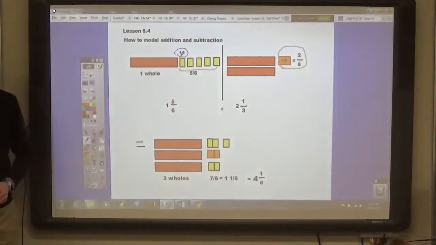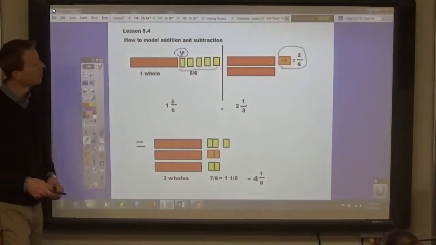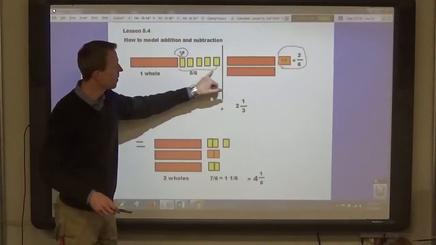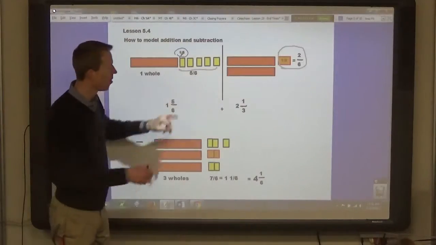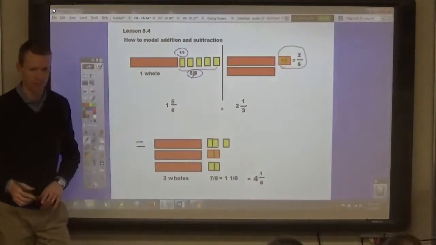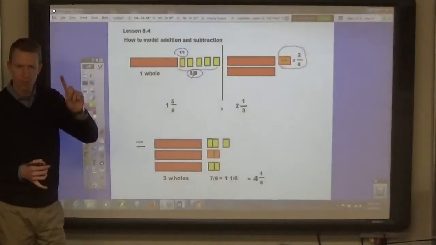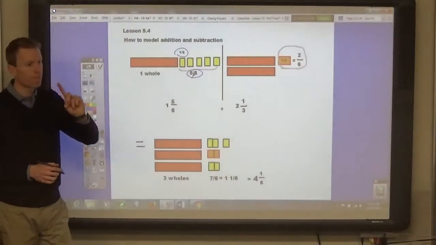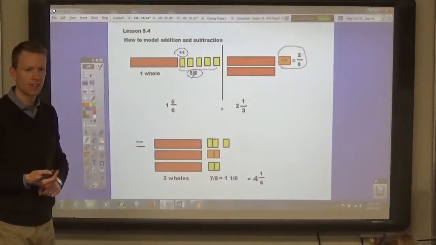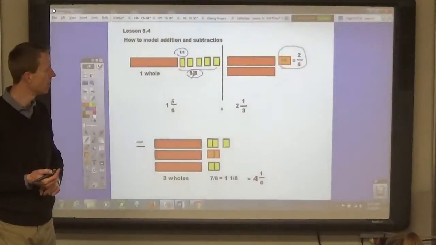And then label another one. Oops, I'm sorry. Then label the rest of them, like all of them together, as 5/6. So if one of them is 1/6, and you have 5 of them, then you have 5/6, right?